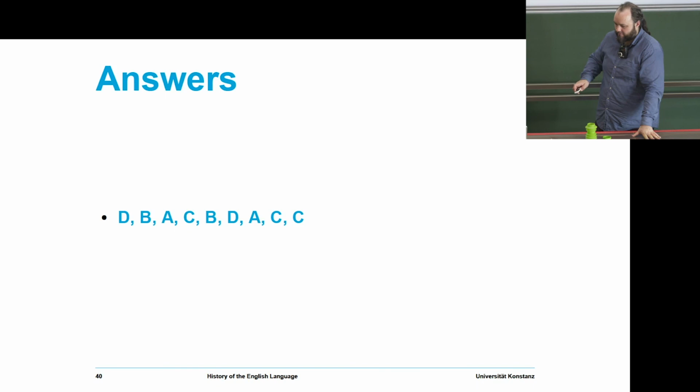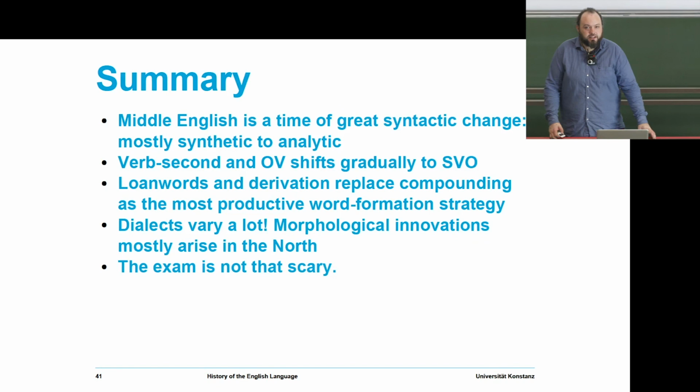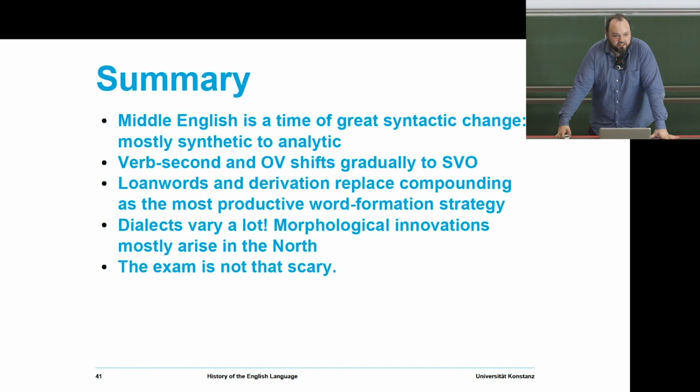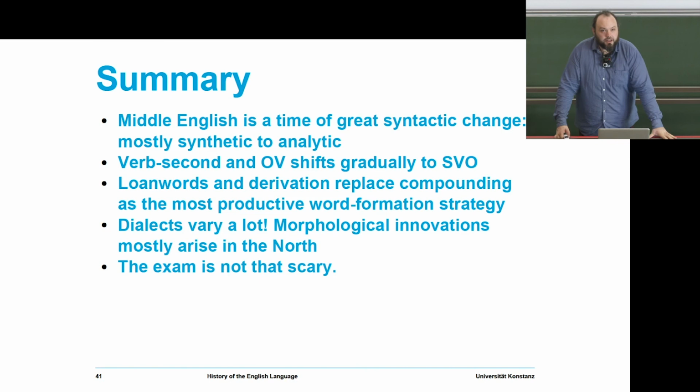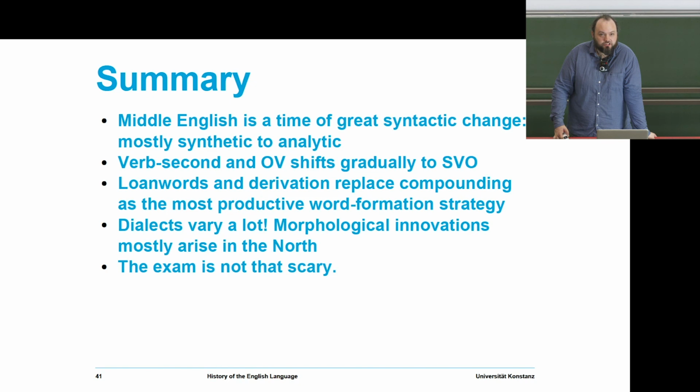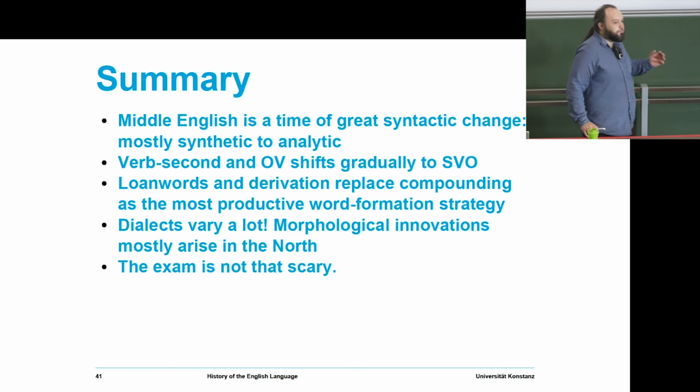Okay, then just to wrap up, we see a lot of things happening in Middle English. We see a change from synthetic to analytic. We see verb second and OV word order shifting gradually to SVO word order. In terms of word formation, the big change is from compounding, which is what we see in Old English, to more use of loan words and derivational morphology in Middle English. And we see a lot of variables that tell us what dialect we're dealing with, interestingly, many morphological variants seeming to arise first in the north. And hopefully this last part will give you some idea of what's going on in the exam and what to expect.